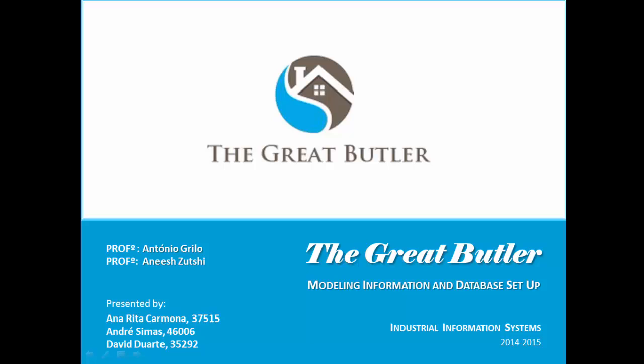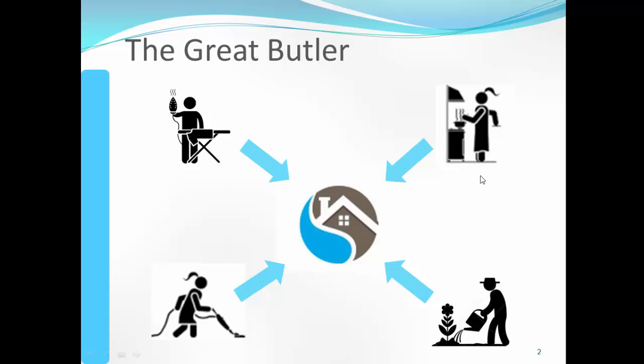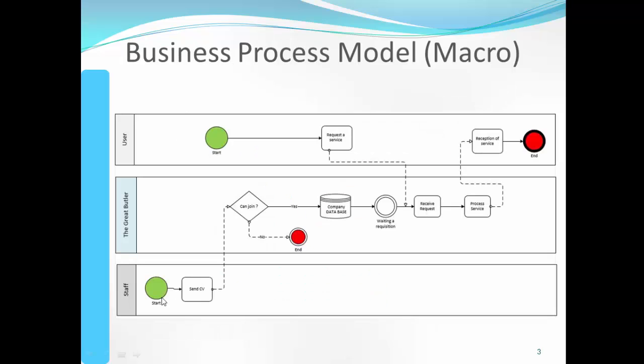Hello, this is our third assignment, in which we will show you how we developed our digital business database through a few diagrams describing the interactions between all the entities that take part in this business. Just to remind, our business is a company that provides 4 different services: gardening, ironing, housekeeping, and cooking. We will start to show our macro process.